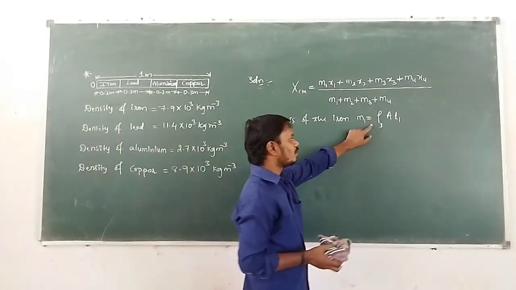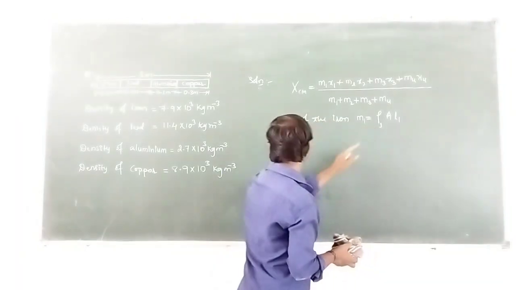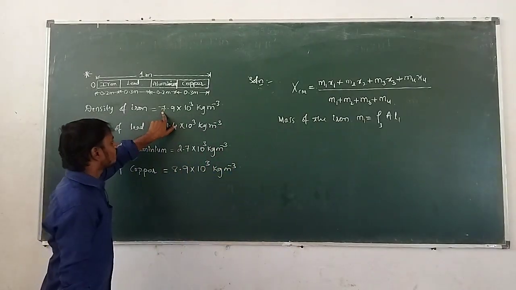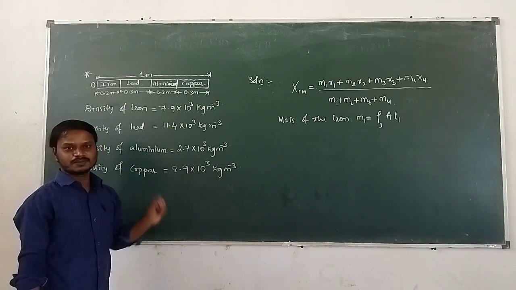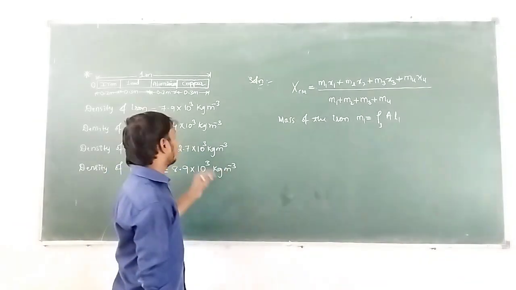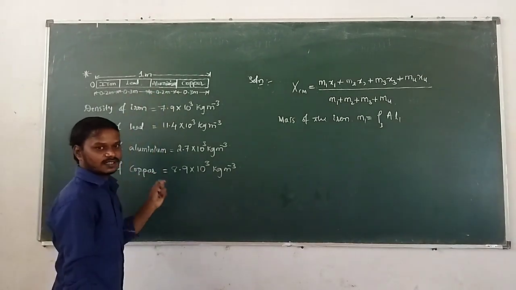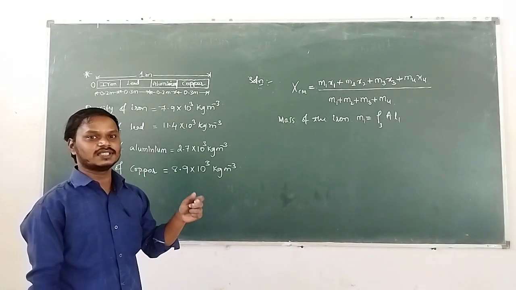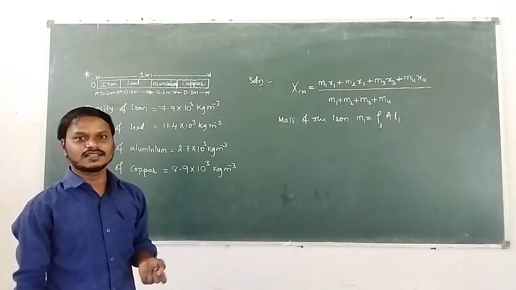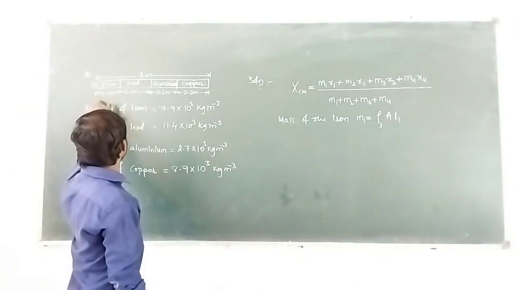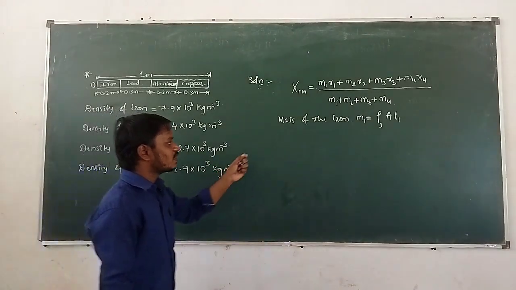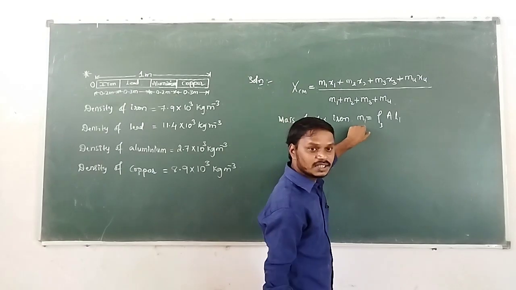Okay. So rho 1 means density of iron. That is how much? 7.9 into 10 to the power of 3 kg per meter cube. Then area is the same for every material. Area of each material is the same. Then keep it as it is. Then what is the length of the iron? Length of the iron is 0.2, and substitute the values, you will get the mass of the iron.